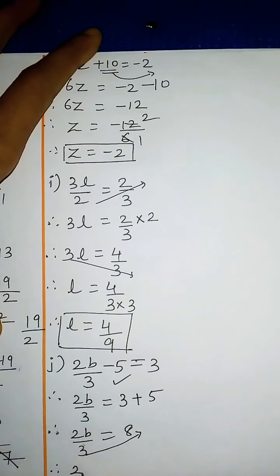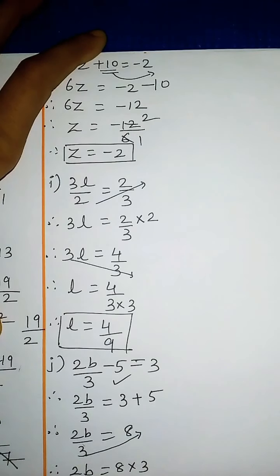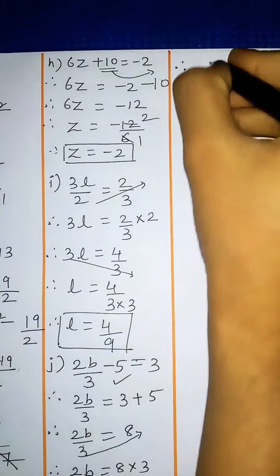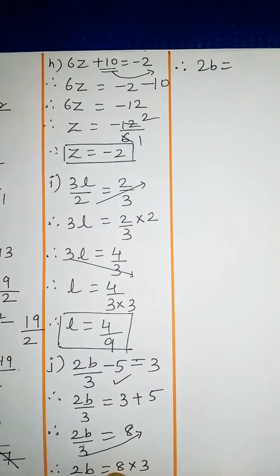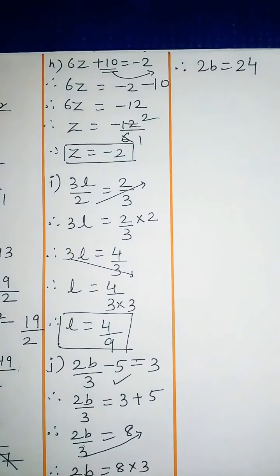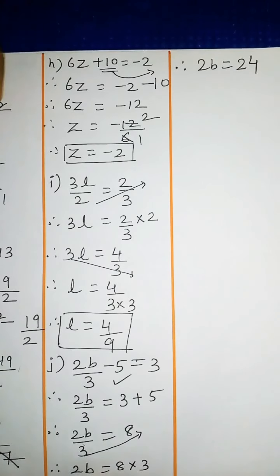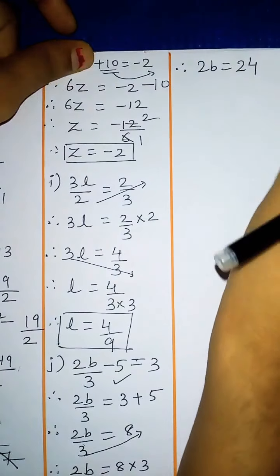So it will be 2b. Now only 2b is left. This 3 we are taking to that side, so it will be 8 into 3. So 2b equal to 8 3s will give you 24. Okay. So done. Now this 2b equal to 24 we got.